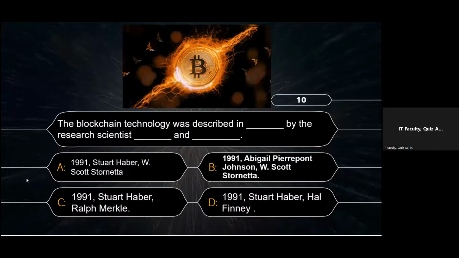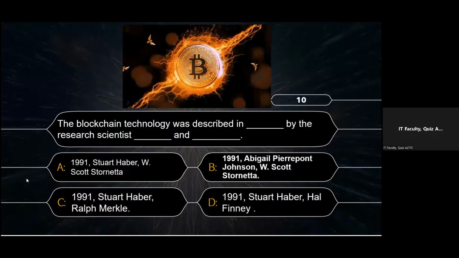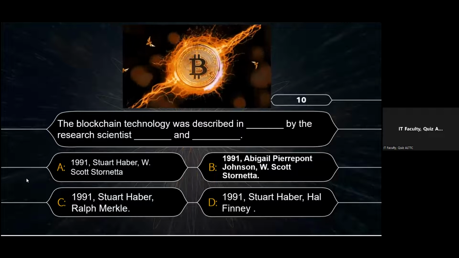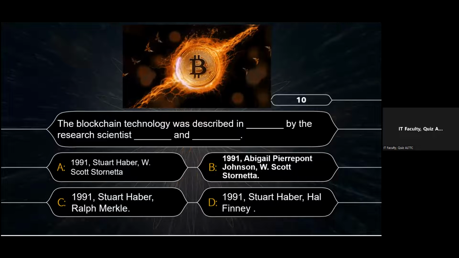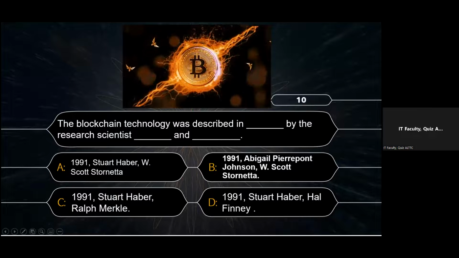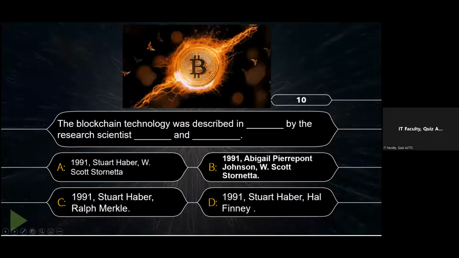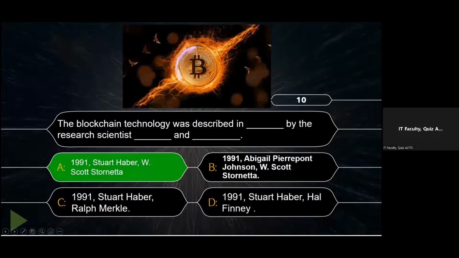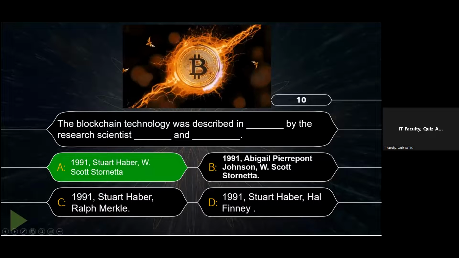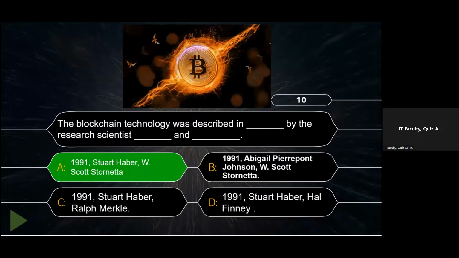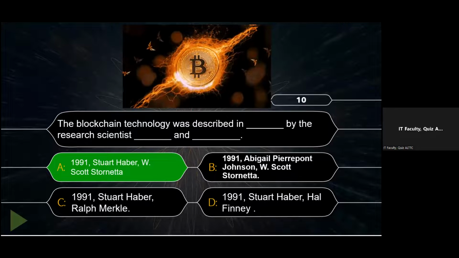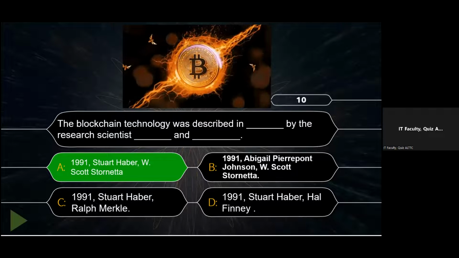So giving the answer is, let's check what the correct answer is. Let's check if B is correct or it's simply. Students who have given the correct answer as A. So A is the correct answer. It is the year 1991, and Stuart Haber and W. Scott Stornetta were the persons who researched this. Okay, now moving to the next question from Rahul.